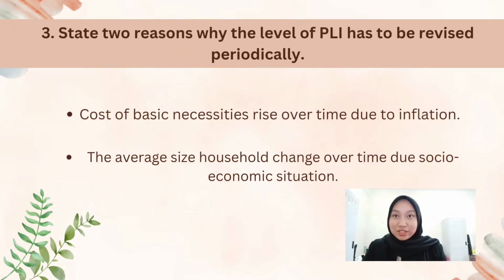Okay, next, question number 3 is state 2 reasons why the level of PLI has to be revised periodically. Number 1 is the cost of basic necessities rises over time due to inflation. Number 2 is the average household size changes over time due to the socio-economic situation.